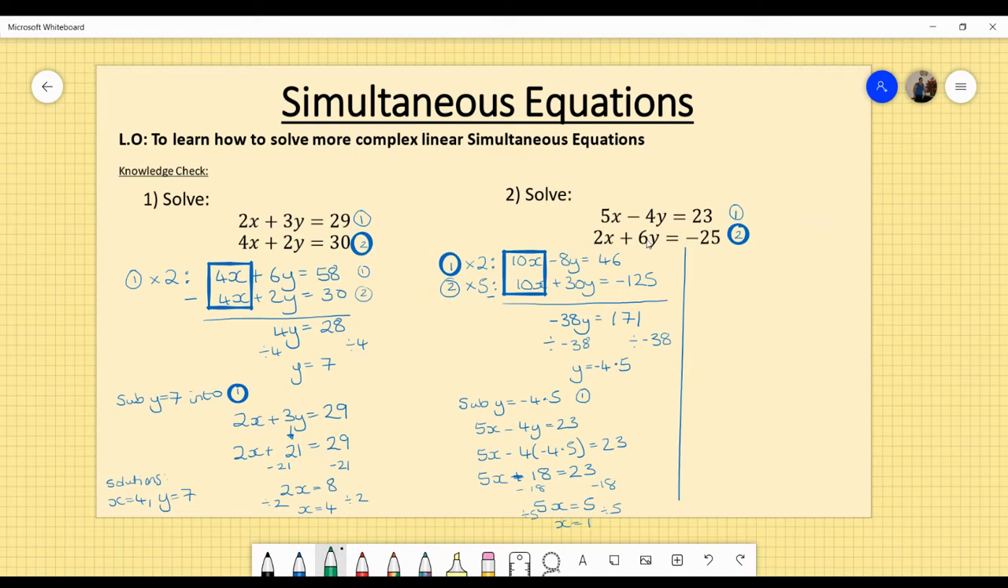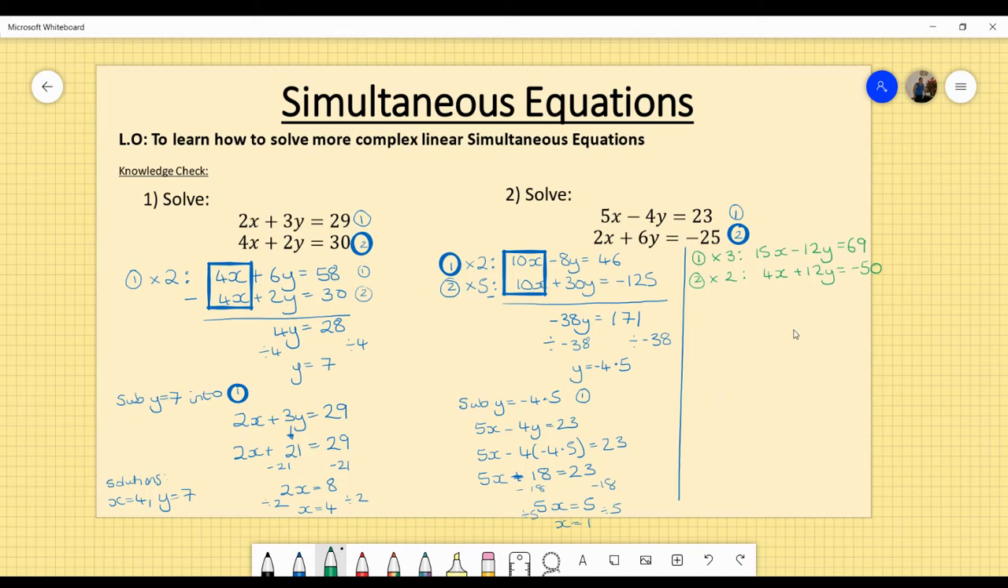If I try and get the y's the same, I'm looking for the lowest common multiple of 4 and 6, which is going to be 12. So equation 1, I need to multiply that by 3. That's going to give me 15x minus 12y equals 69. And then equation 2, I'm going to multiply that one by 2, again because I'm trying to get the 12y. So that's going to give me 4x plus 12y equals minus 50 at that point.